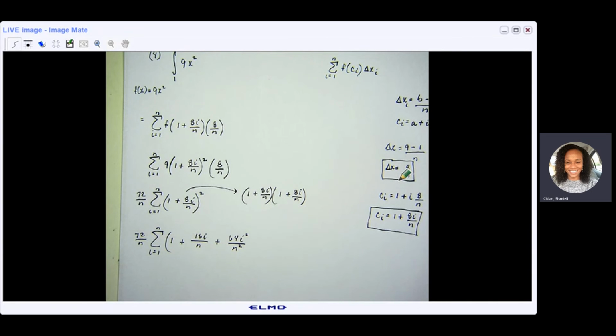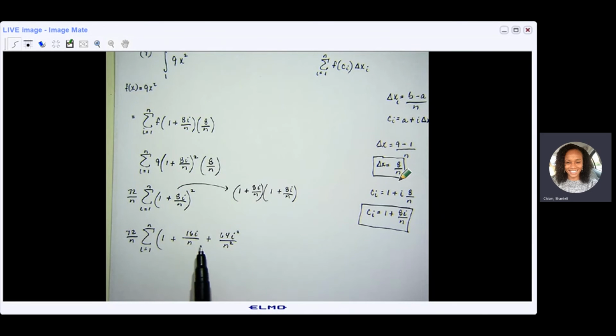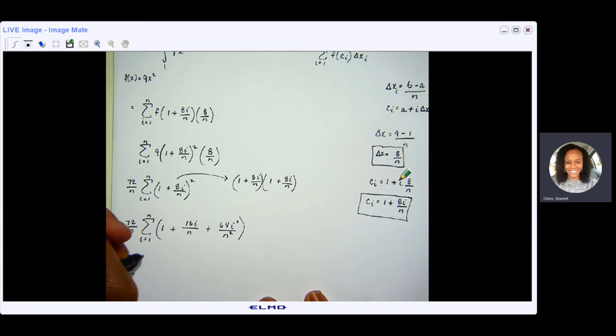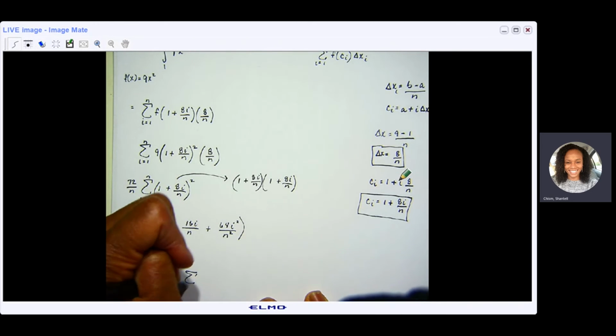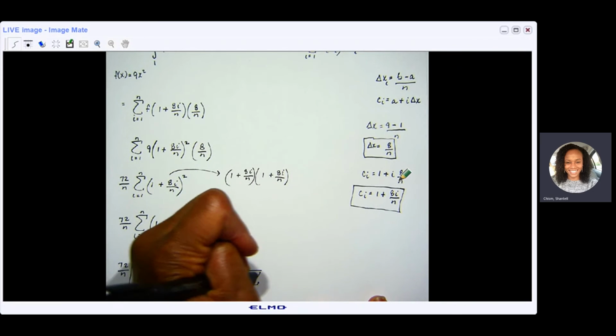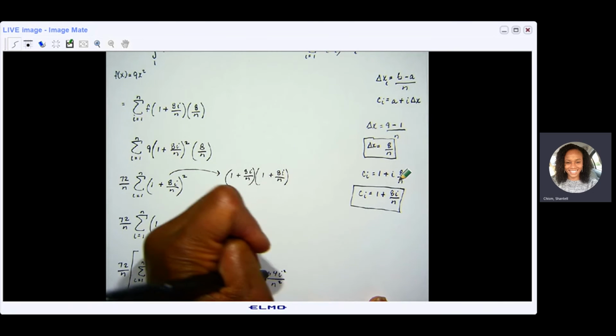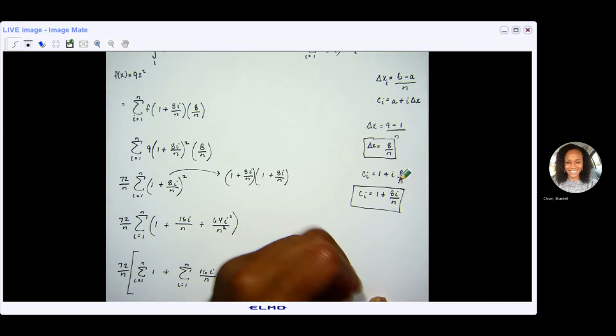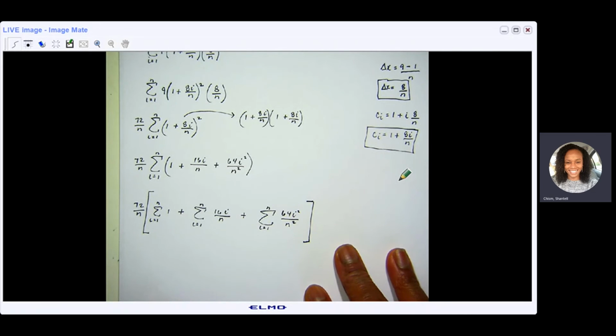Okay. So now we are working to try and clean this up, try to write the summation for i differently. So think about it like those summation formulas back in 5.2. All of these have their own little summation, okay? So this is just the sum of, still got 72 over n out front. But this would be, let me go ahead and write it, that way we're not confused. So the sum of 1 from 1 to n, plus the sum of 16i over n, plus the sum of 64i squared over n squared. Okay? Now you can see how they all have their summation.